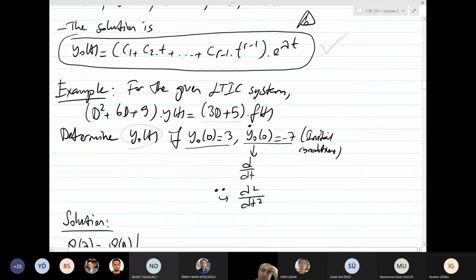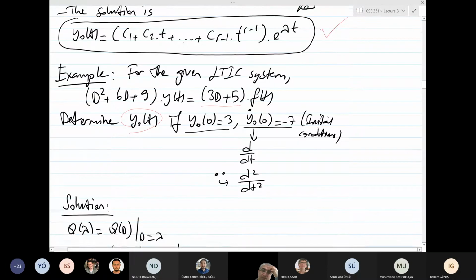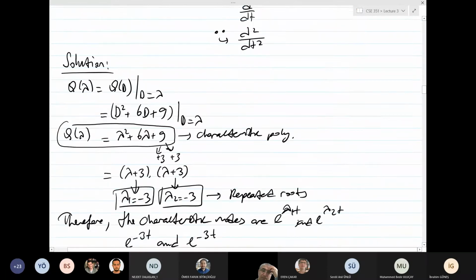So this is a notation for the differential. If you have just one dot on top of the function, if you have two dots, that means differential squared. Okay. So that is the question for this given LTI system. Please determine the y0 of t under these initial conditions. Okay, how are we going to solve this problem?